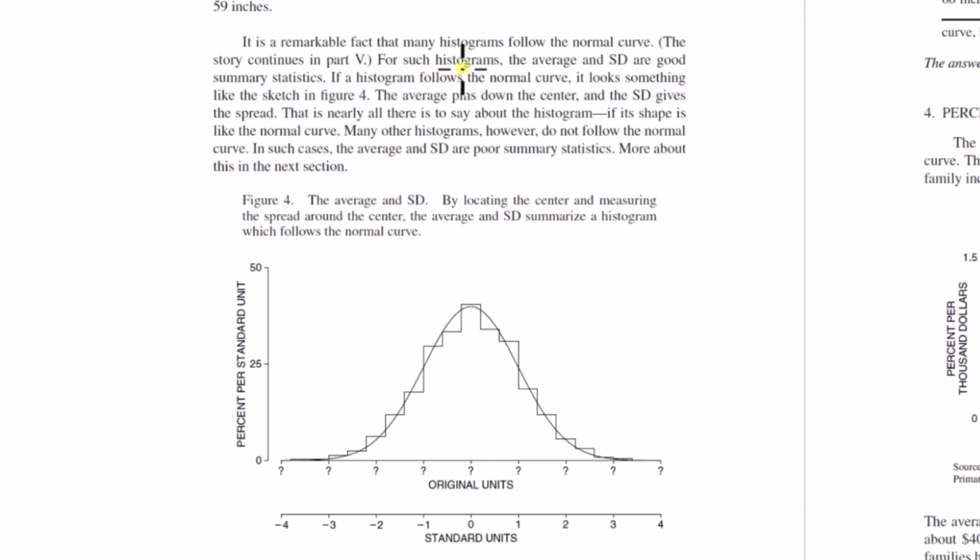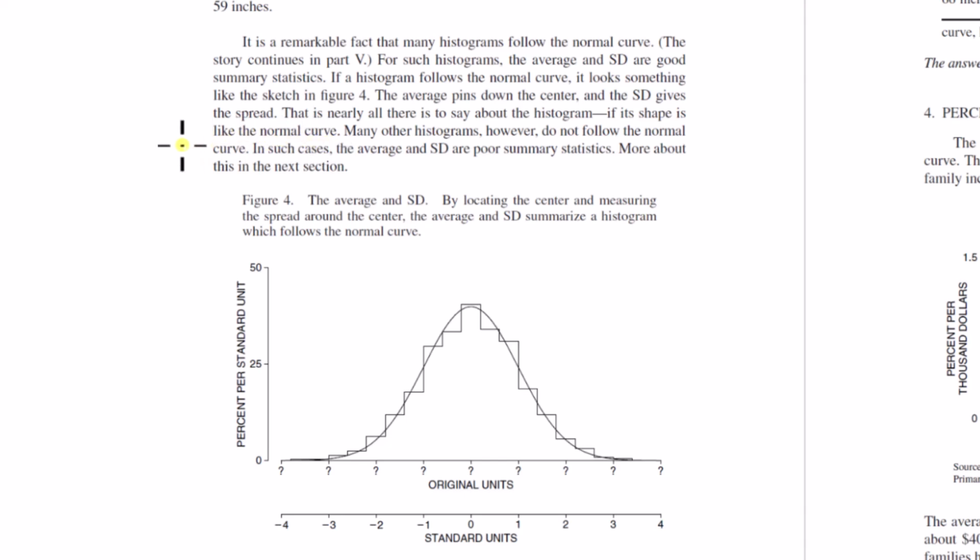For such histograms, the average and standard deviation are good summary statistics. If a histogram follows a normal curve, it looks something like the sketch in figure 4. Here's a histogram that you can draw a normal curve over, and you can assume that the data is normally distributed. The average pins down the center and the standard deviation gives the spread. That is nearly all there is to say about the histogram if its shape is like the normal curve.